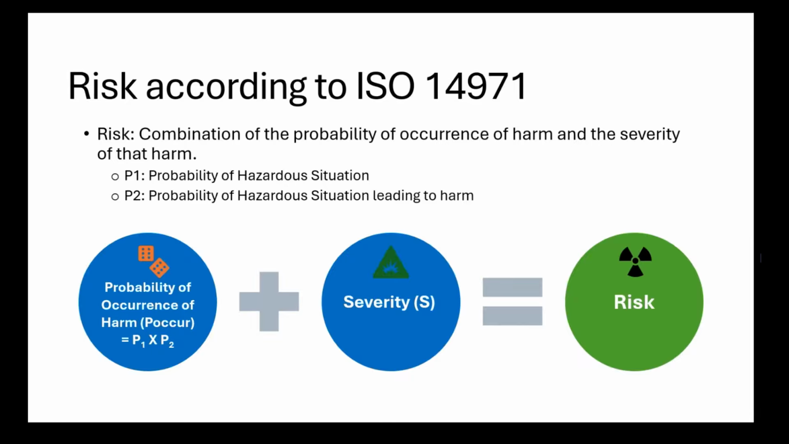And then towards the end, you are supposed to calculate a probability of occurrence, P occurrence or P harm. It's going to be a multiplication of P1 and P2. And then the combination of that with severity is going to give you the risk.